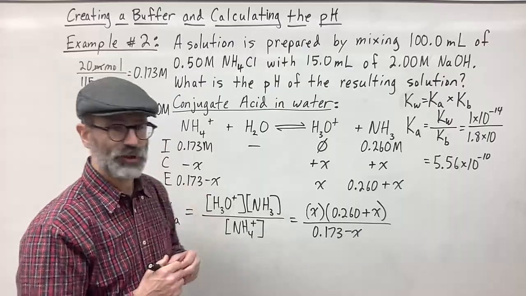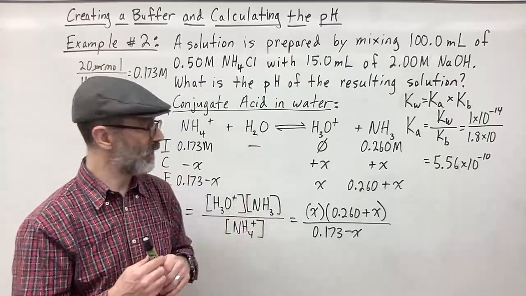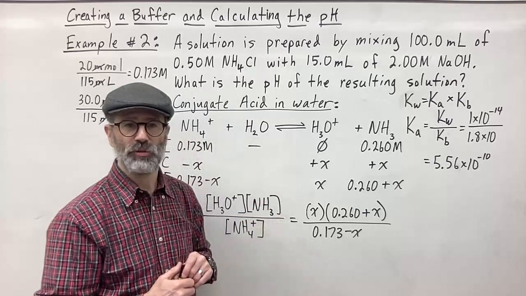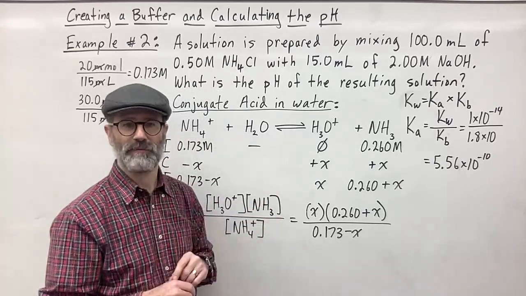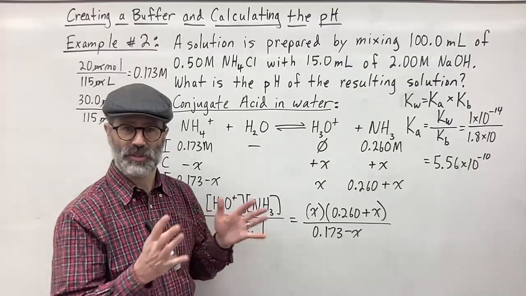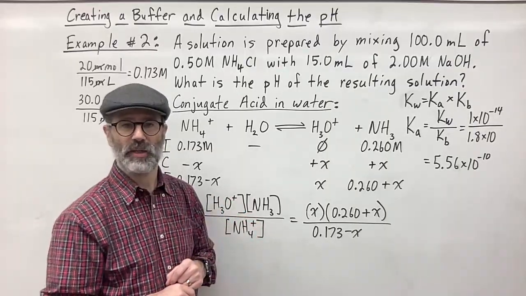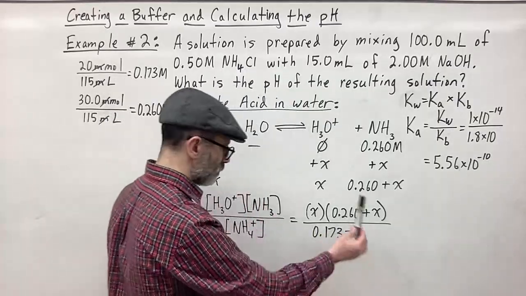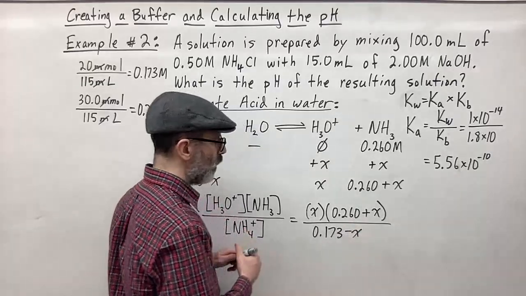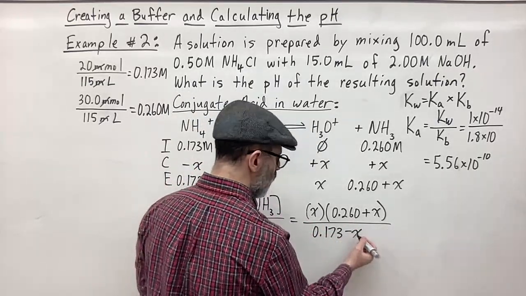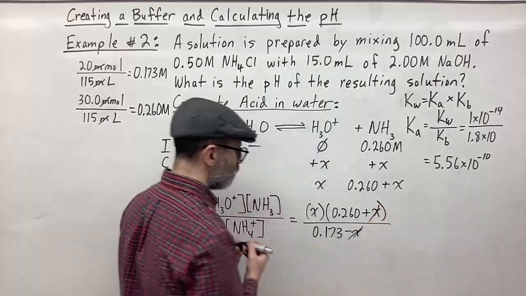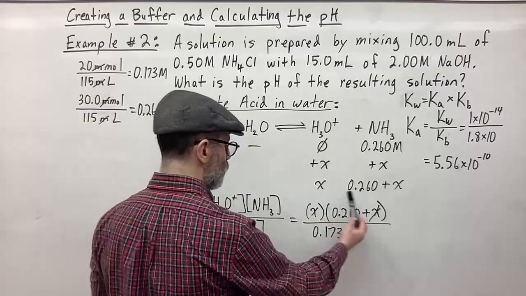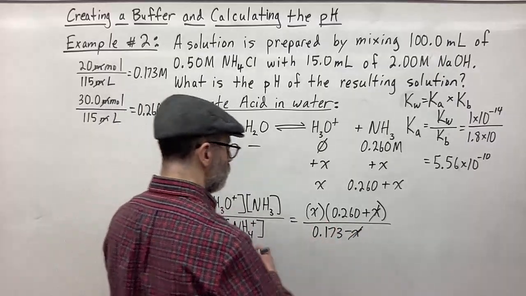Now, if it was like a factor of 2 or a factor of 100, I should say, then you probably should do the 5% rule and calculate the 5% or the percent error or the percent dissociation and see if it's within 5% or greater. So here we can ignore x. And so now all we have to do is solve this for x.